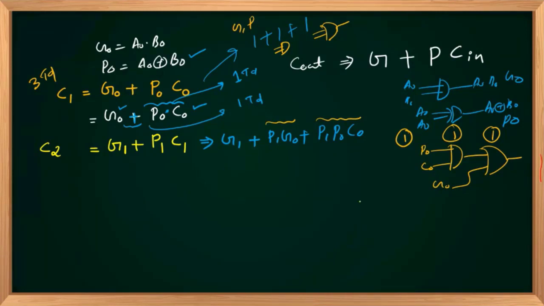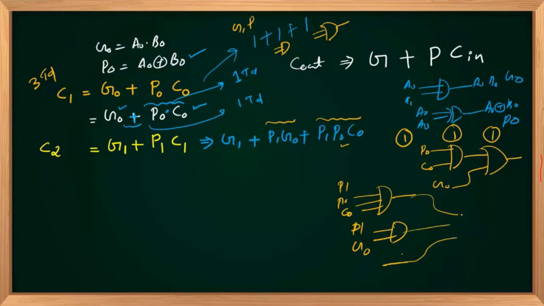So let me draw the logic diagram again. First, I'm taking the last term, that is AND with the three inputs, that is P1, P0 and C0. Then AND with the two inputs, that is P1 and G0. Then again OR, where the three outputs are connected to the input of the OR, right?